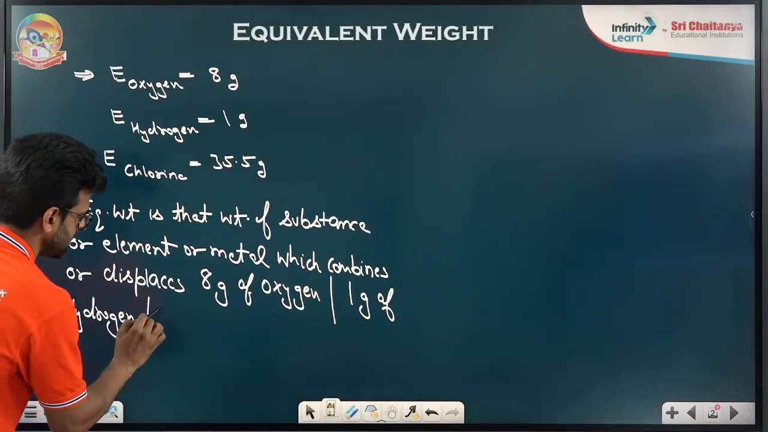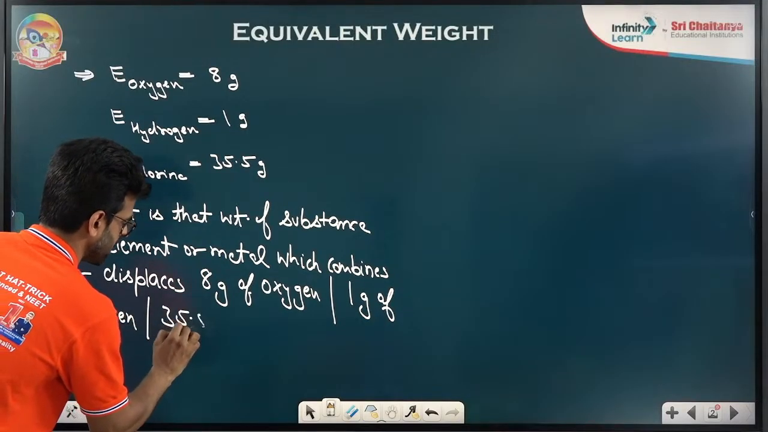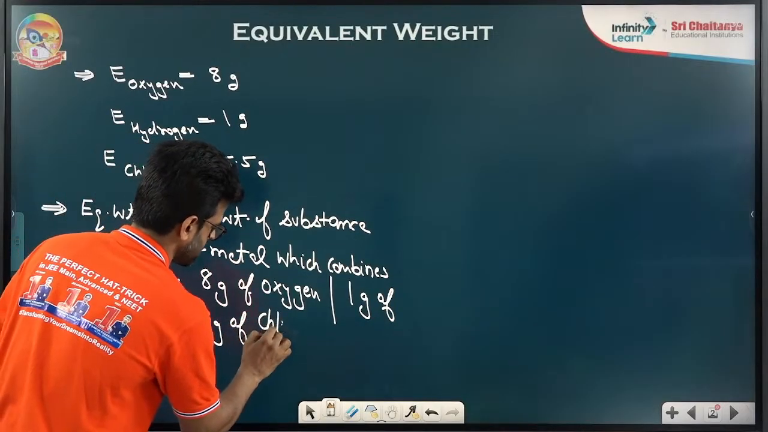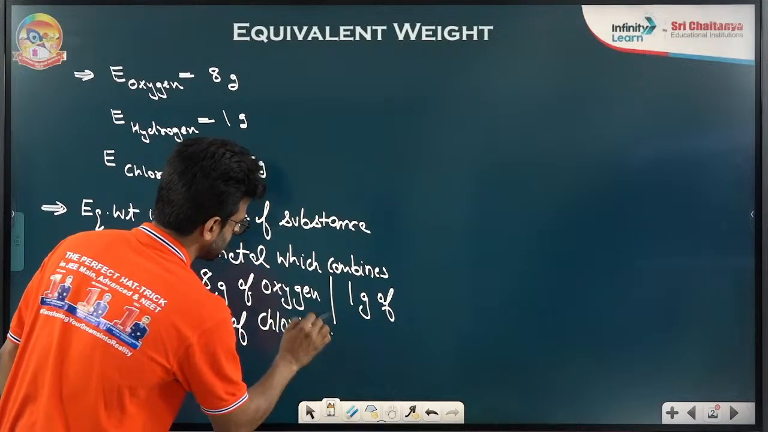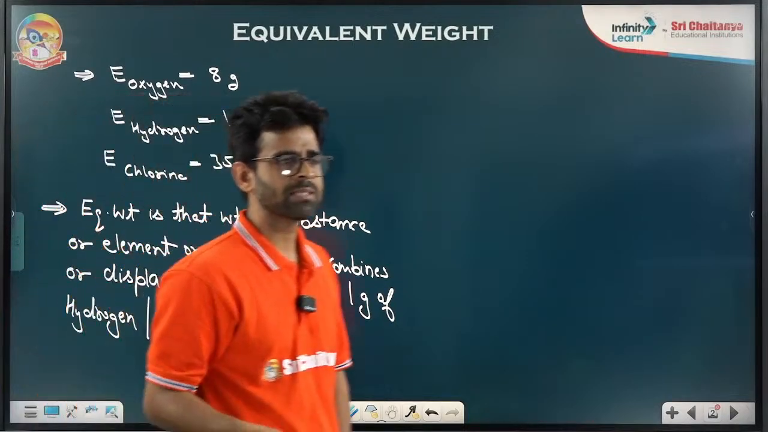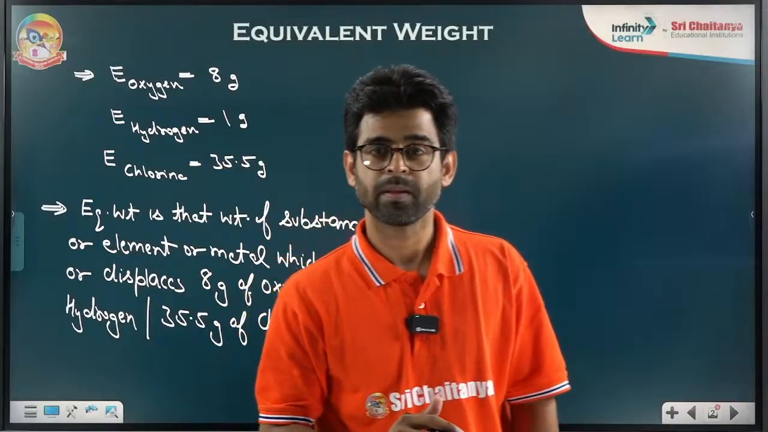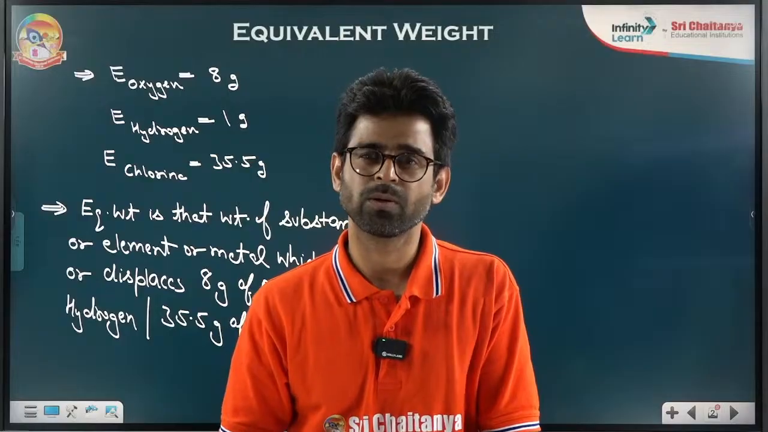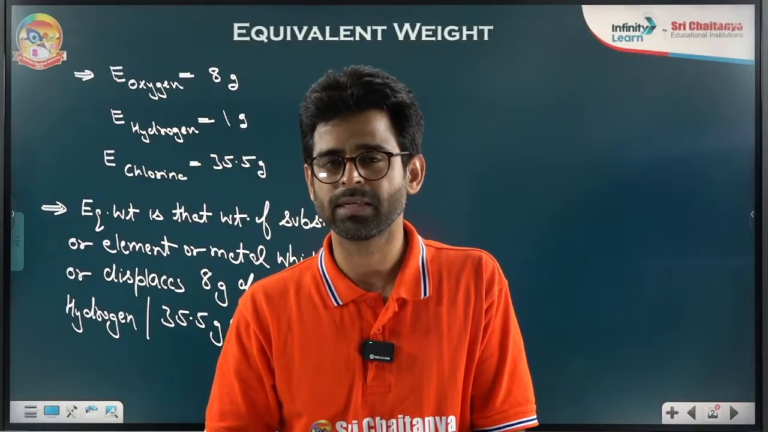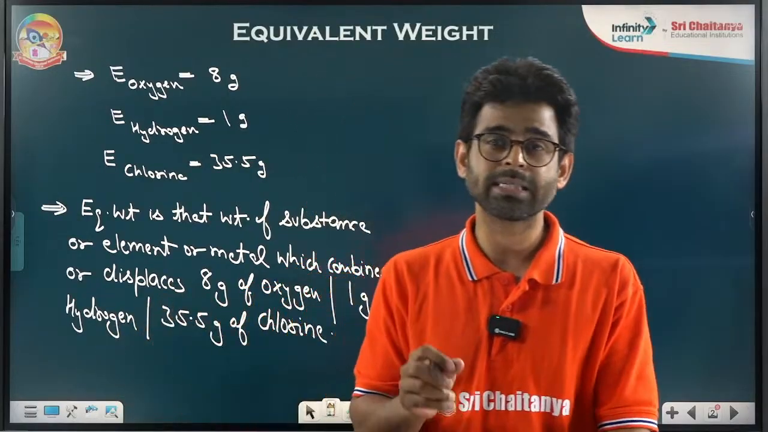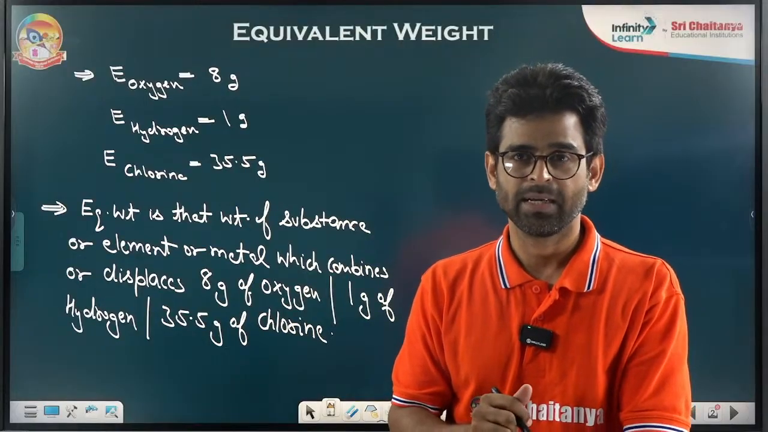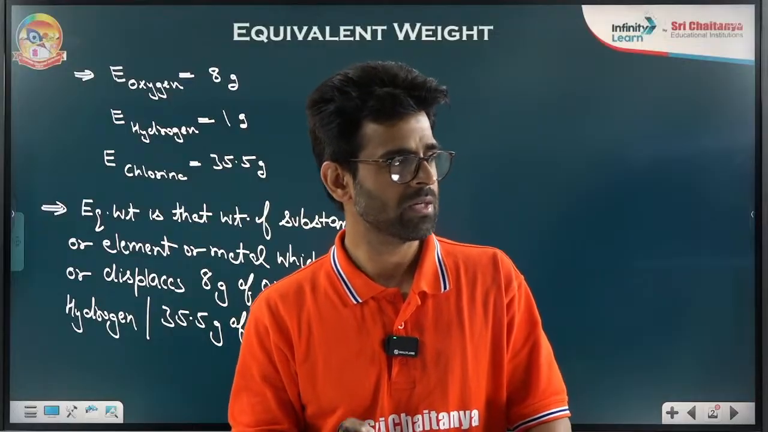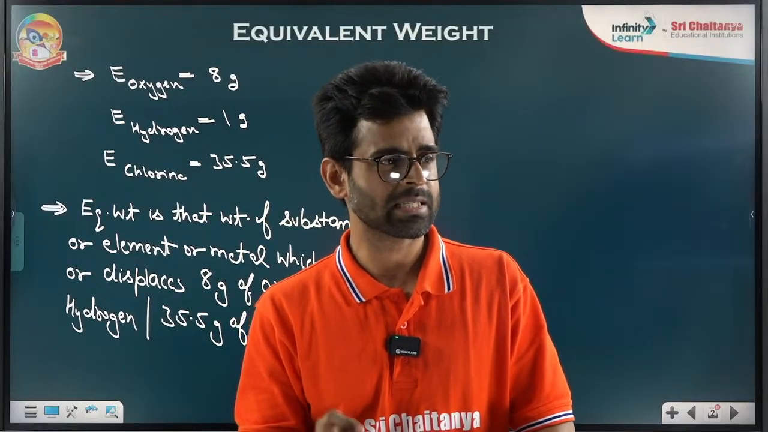Or you can say 35.5 gram of chlorine. It's a good topic, okay? It is not an easy topic, and most students make mistakes here all the time. Students make mistakes in this topic throughout the year, so you have to be careful. Understand this topic very carefully. 90% of students make mistakes in this topic, so if you have any doubt, ask at the time.